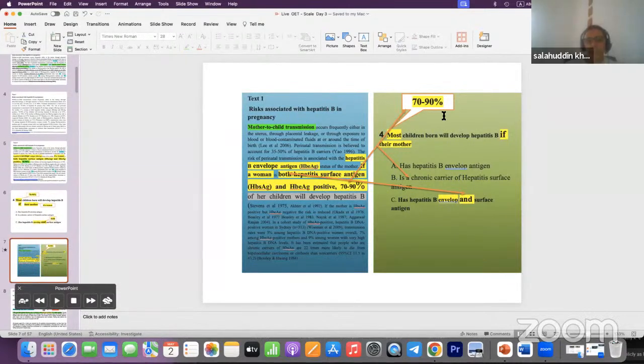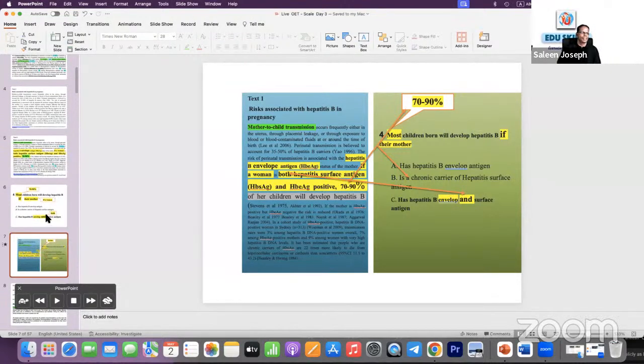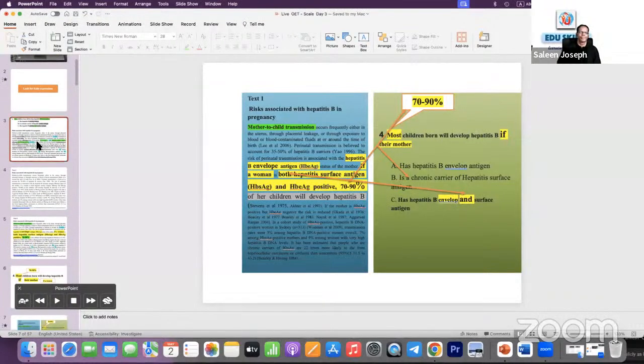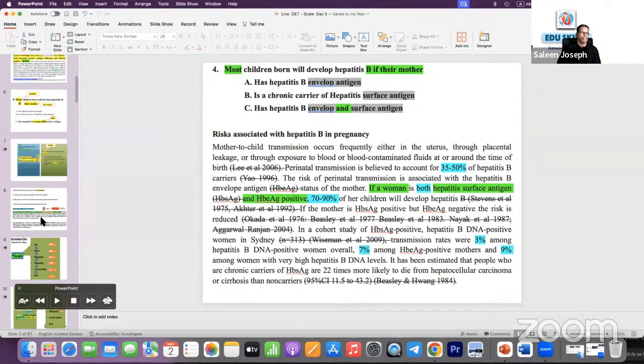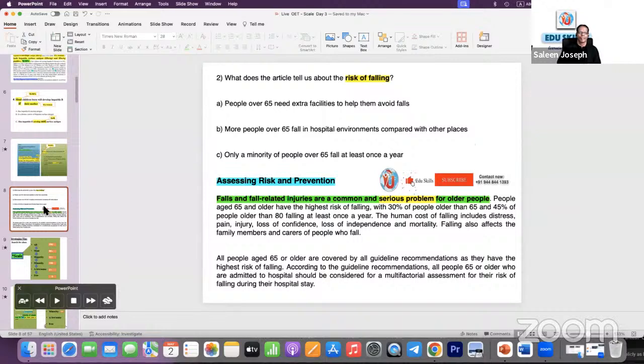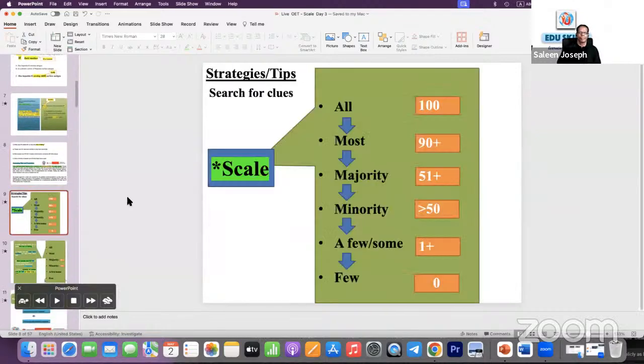Yes, Father. So what I'm telling you, once you are competent, you will see this word most here, most children. Immediately you will go into just those 5 numbers, the percentages there. Immediately you read that one sentence there, then you have the answer directly there. Okay, as cool as that. So these are the numbers you have. You have the answer with this most number, 70 to 90. See, most is this expression, right? We have 70 to 90. This is most. All, most, majority, minority, some, few.